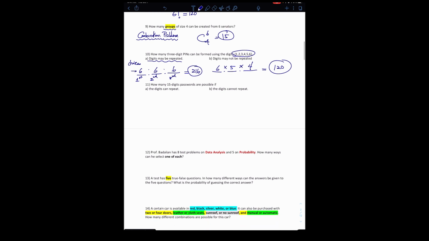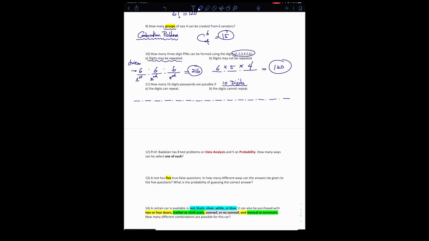Moving on, same thing, we have a 15-digit password. Now the first one says digits can repeat. So you have 15 positions: 1, 2, 3, 4, 5, 6, 7, 8, 9, 10, 11, 12, 13, 14, 15. Your choices are digits, and so you know there are how many digits in this world? 10 digits in this world, 0 to 9, so 0, 1, 2, 3, 4, 5, 6, 7, 8, 9, basically your dial pad on your cell phones. So you have 10 digits possible in this universe for our species on planet Earth to use.